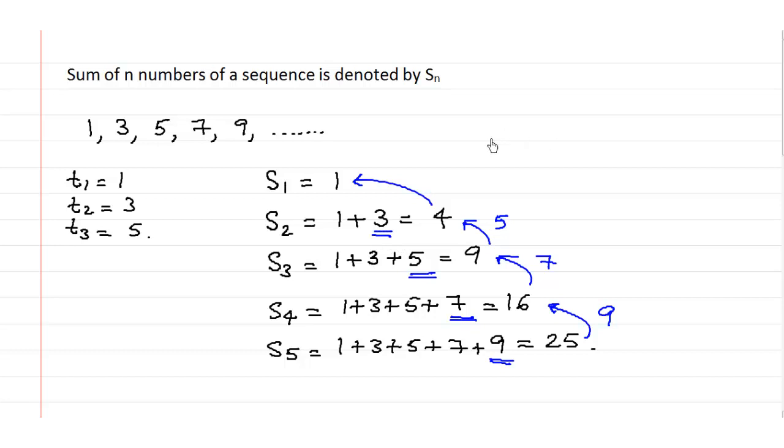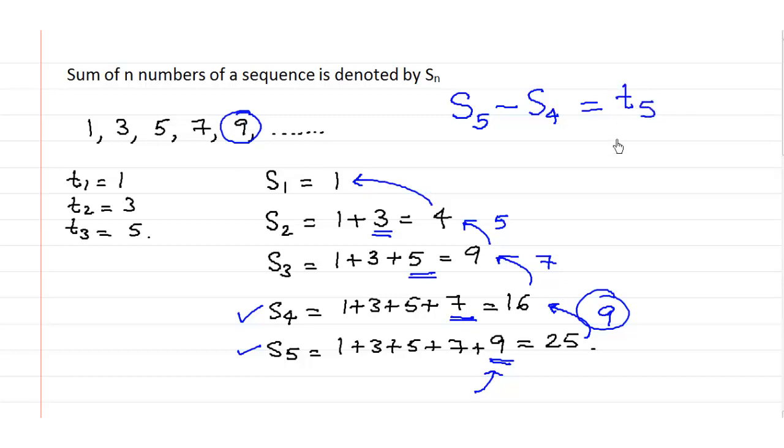So in other words, if you subtract the sum of the first 5 numbers and the sum of the first 4 numbers, you get what? The sum of the first 5 numbers is S5, the sum of the first 4 numbers is S4, and if you subtract, you get a 9, and this 9 is actually this particular number 9. Okay? And this particular number 9 is the 5th number, so you get term number 5.